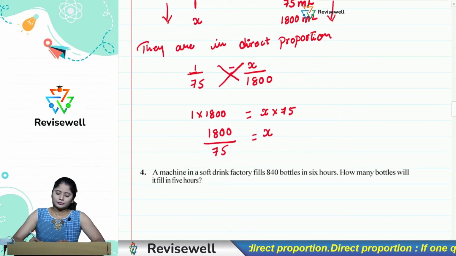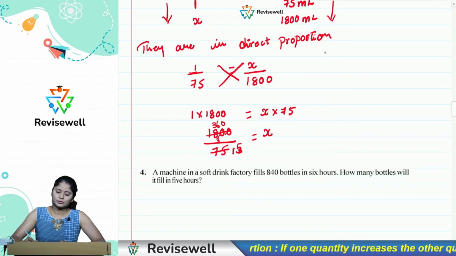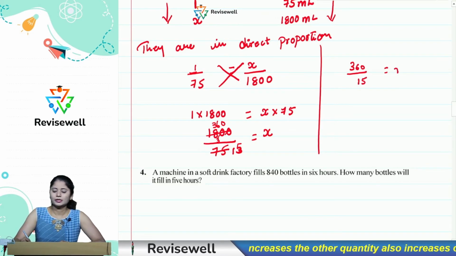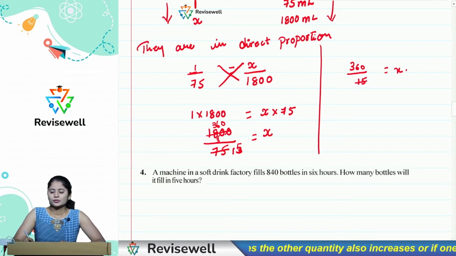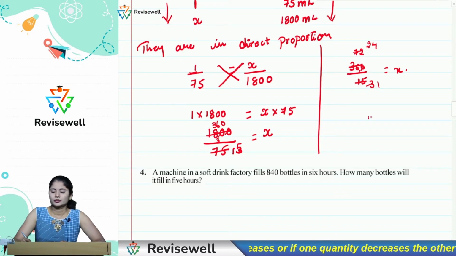You need to cancel it. 5 ones are 5, 5 threes are 15, 5 fives are 25. 5 threes are 15, 3 remains, 5 sixes are 30, 5 zeros. So further calculation, let me continue here. So that is 360 over 15 is equal to X. So 5 threes are 15, 5 sevens are 35, 1 remains, 5 twos are 10. So 3 ones are 3, 3 twos are 6, 1 remains, 3 fours are 12. So that is 24. X equals 24.